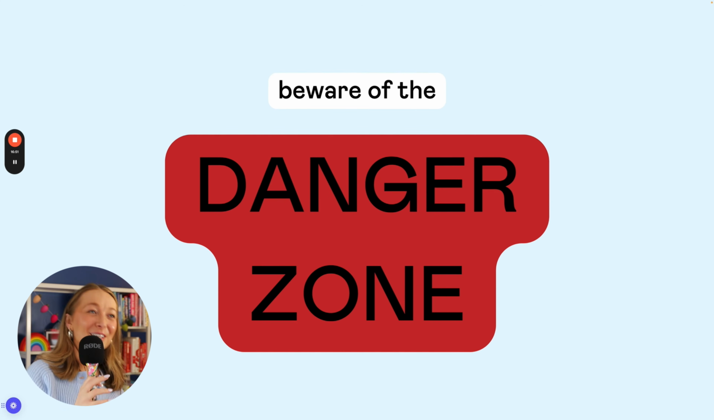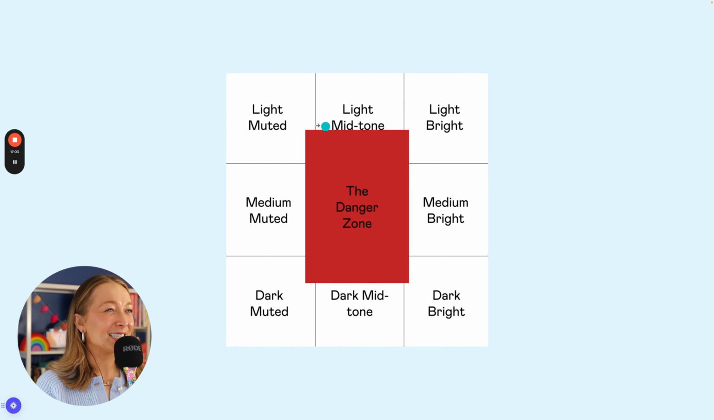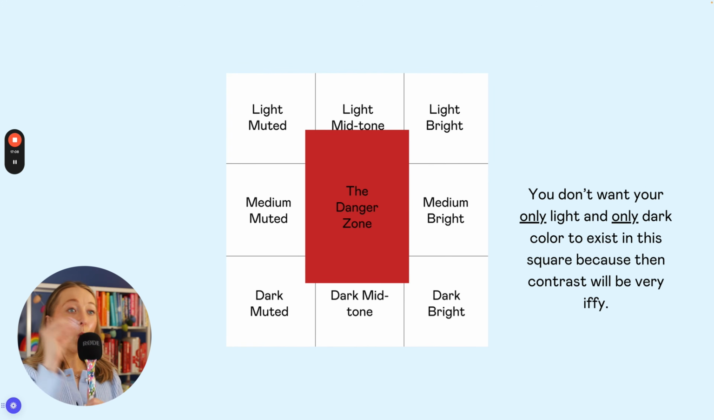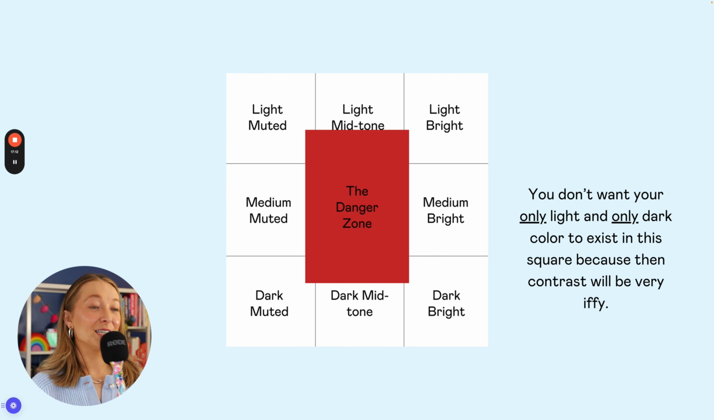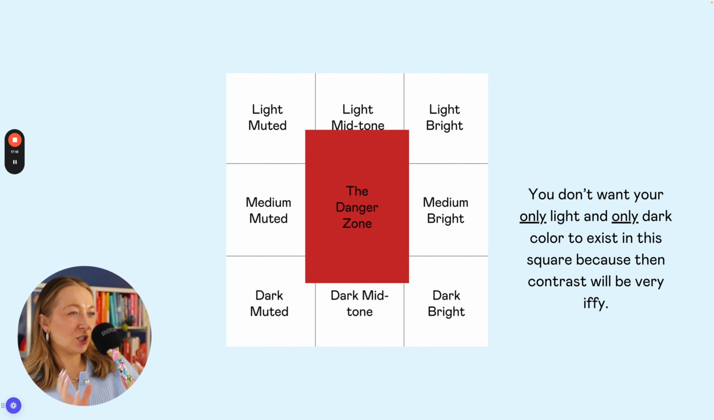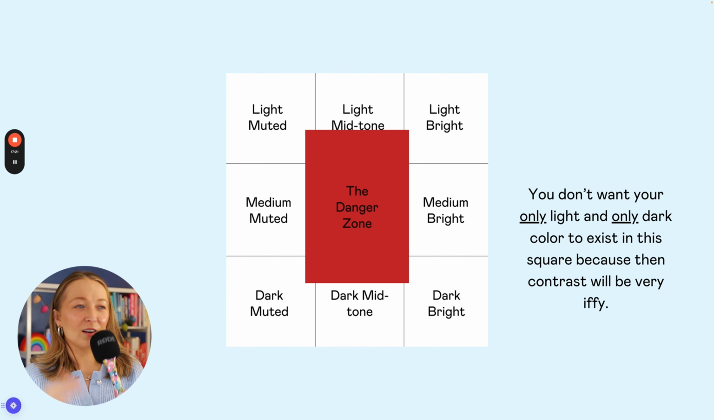Now I want to warn you about the danger zone. And what is the danger zone? You might be asking yourself. The danger zone is the central area of the hue spectrum. You don't want your only light and your only dark color to exist in this square, because if you do, the contrast levels are going to be very, very iffy. It's too close to the middle. Everything will be too familiar and too close to one another, and you're risking not having any high contrast pairings.